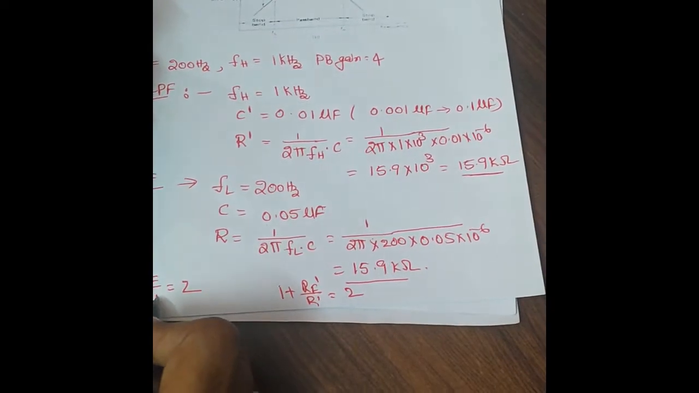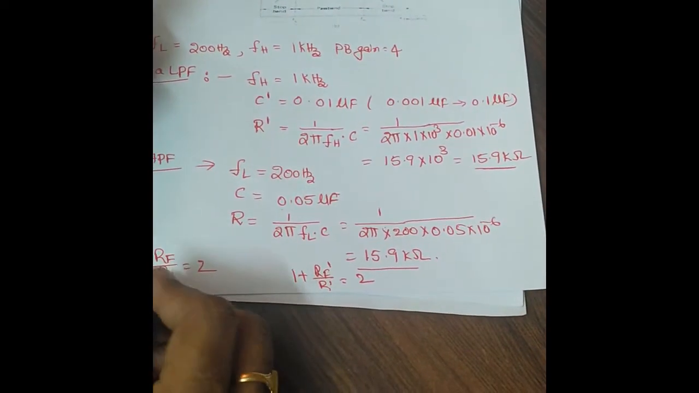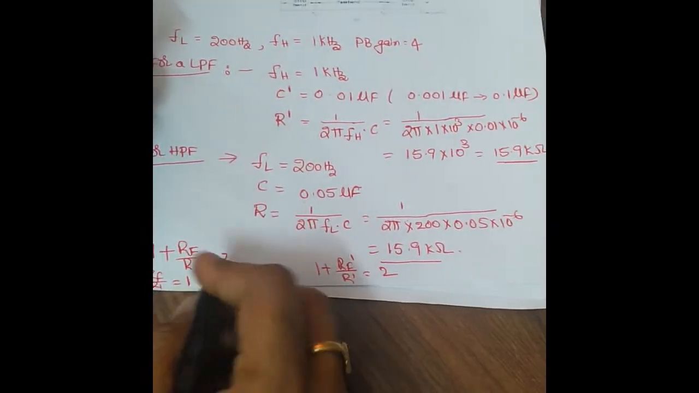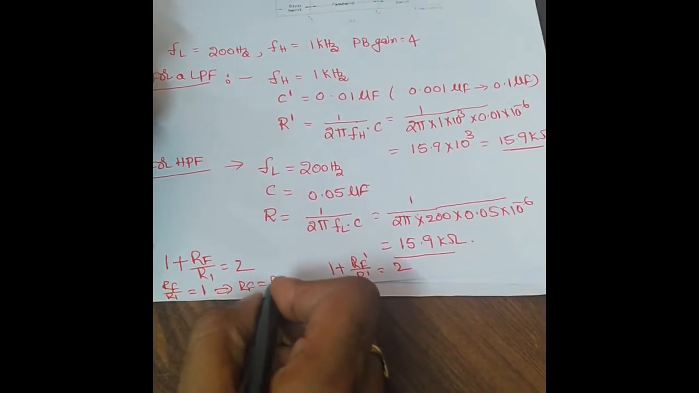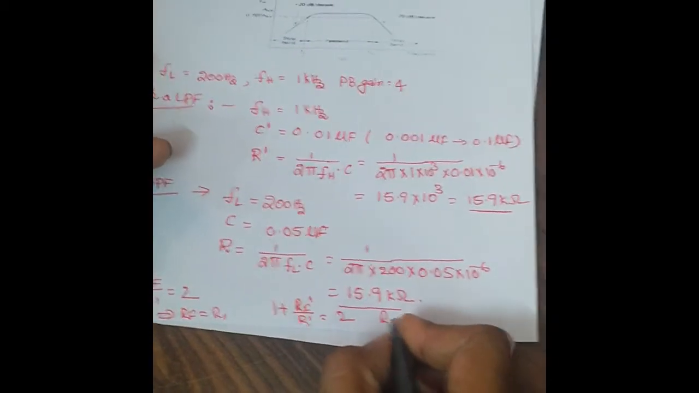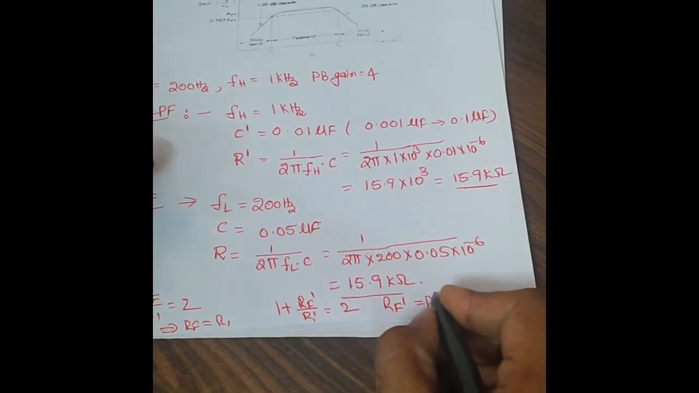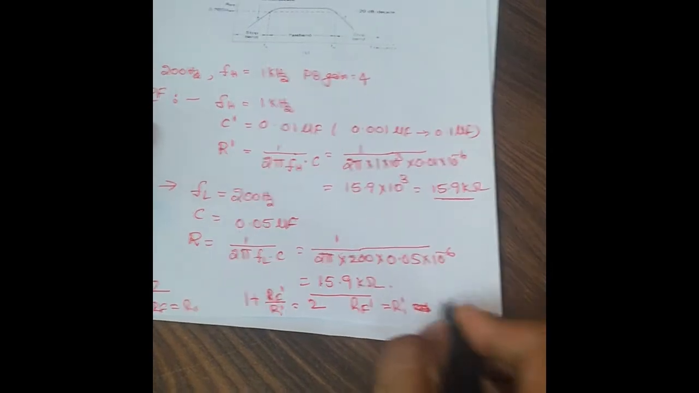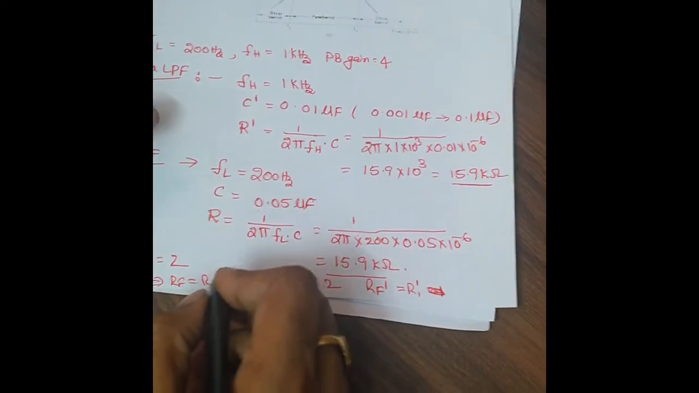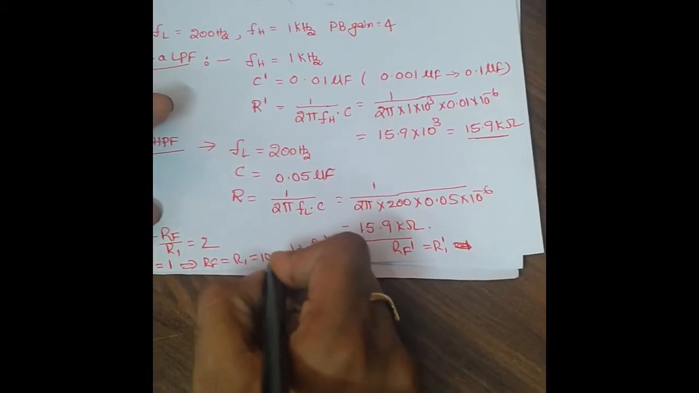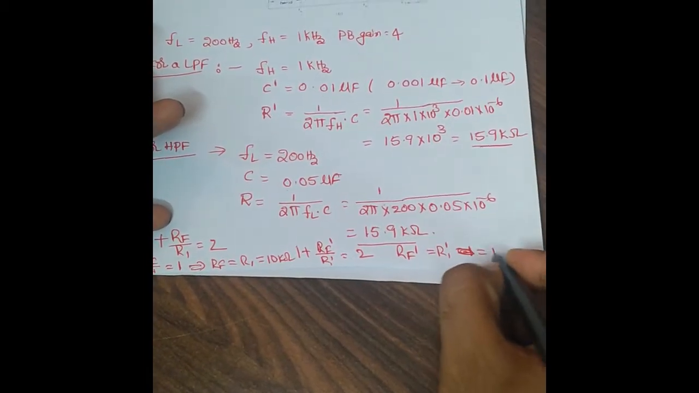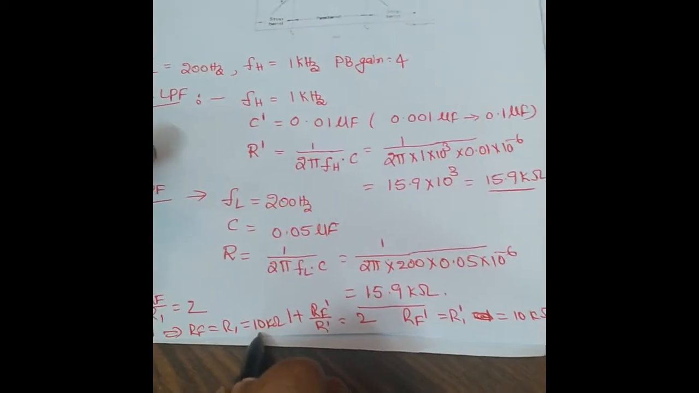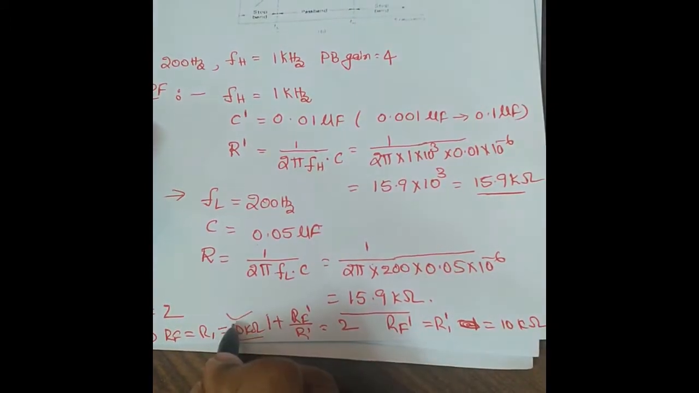So here 1 plus Rf by R1 equal to 2 means Rf by R1 equal to 1. So that implies Rf equal to R1. Here also Rf dash equal to R1 dash. For this purpose I have taken equal values. Say I am selecting it as 10 kilo ohm. Here also I am selecting it as 10 kilo ohm. Generally this value will be selected below 100 kilo ohm. So for this design I am selecting it as 10 kilo ohm.